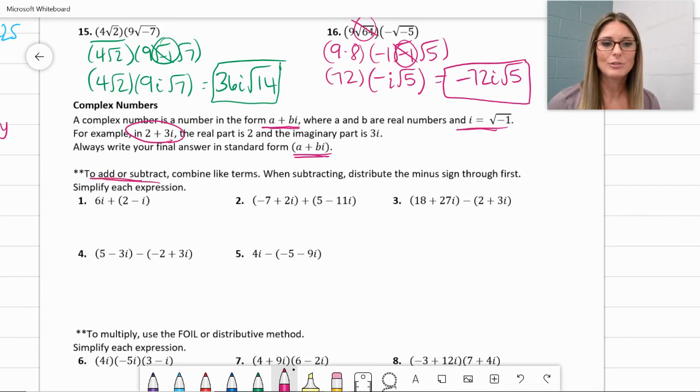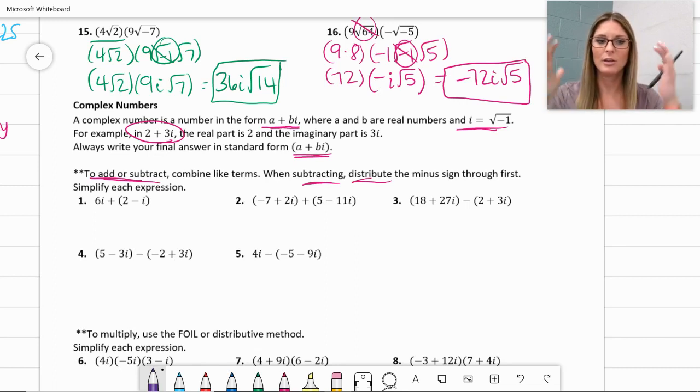Let's start with adding and subtracting. You just combine like terms. Make sure when you are subtracting, distribute that minus sign through first, so you're not going to accidentally combine and forget that you were subtracting. Let's dive in. Number 1, we've got 6i plus the quantity of 2 minus i. Those parentheses, they're not doing anything. They're just grouping, so you can just take them off and you can start combining your like terms.